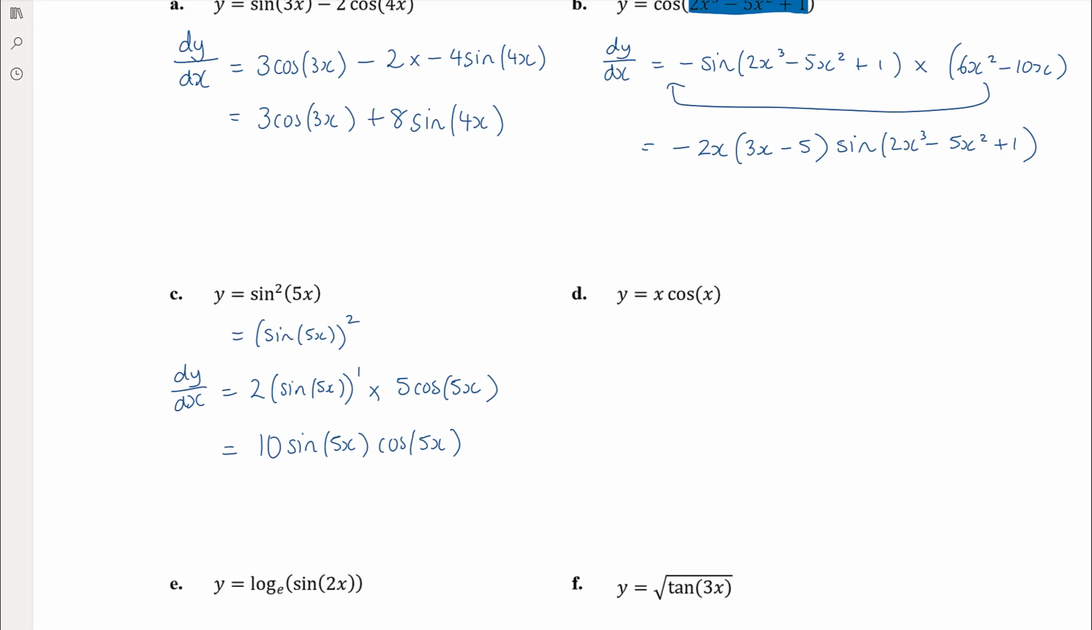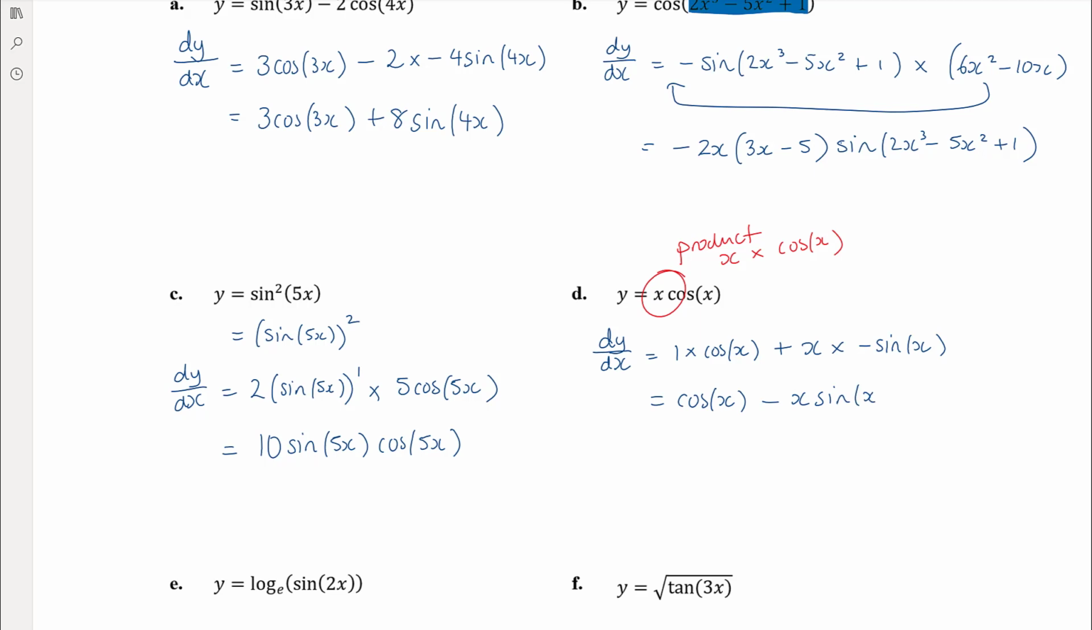Okay, part D, y equals x times cos x. Again, this is the one where you're going to miss that you have a product. You have a simple linear function multiplied by a cos function, so you need the product rule. So dy/dx, product rule says we differentiate the first function, which is going to be 1. Derivative of x is 1. We leave the second function as it is. We add, we leave the first function as it is, and we differentiate the second function. Derivative of cos x is negative sine x. So this is going to be cos of x minus x times sine of x.